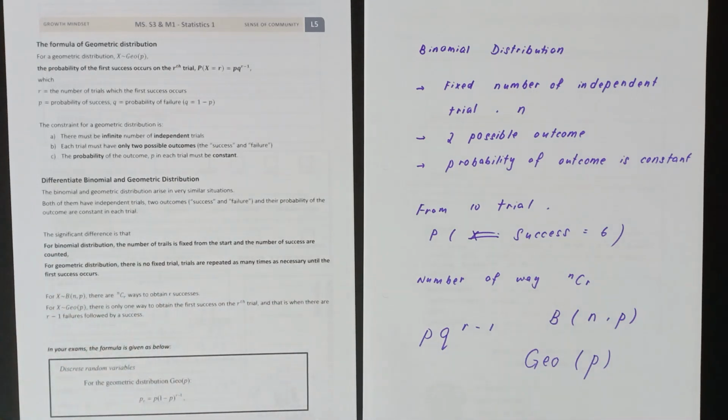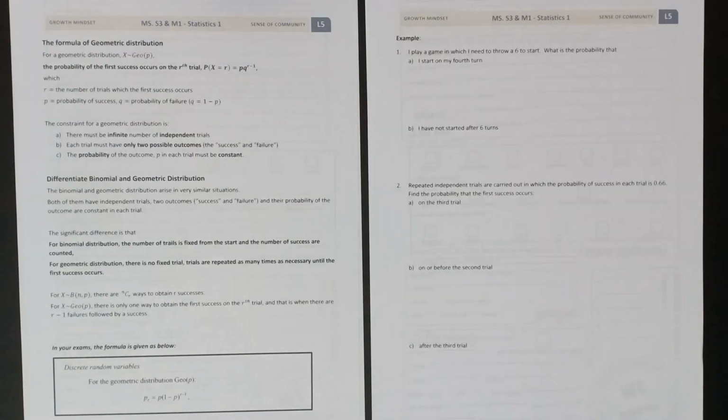Then after that, we are going to look at a few examples together. Okay, so now let's look at the example. The first one is about the chess game just now. I play a game in which I need to throw a 6 to start. What is the probability that I start on my fourth turn? So this is basically a geometric distribution, which tells you the probability for me to get a 6 on my fourth turn.